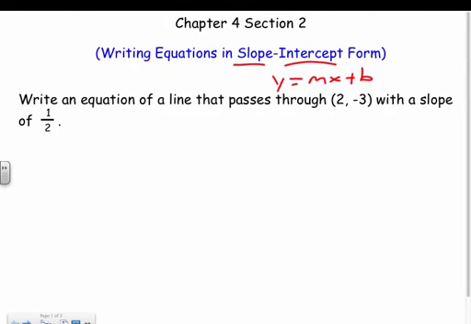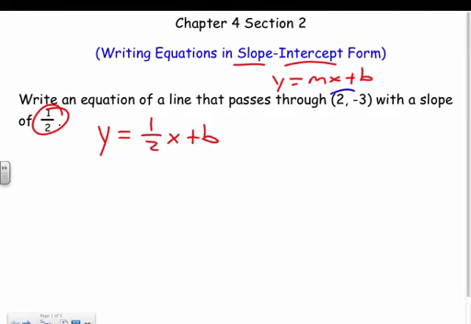So far on this first part, it's kind of nice because they gave me the slope. They gave me that 1/2. So that's our first step. Let's go ahead and plug in that 1/2 for the slope. And then we have to think about, well, how am I going to find the y-intercept? How am I going to find that b? What other information did they give you?